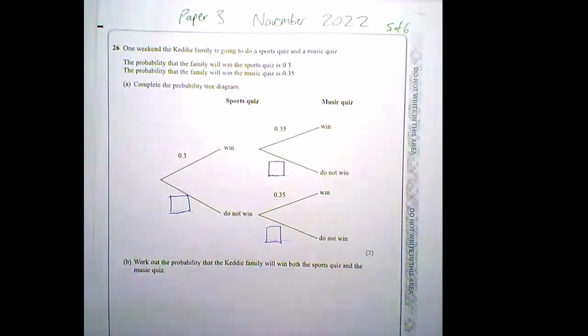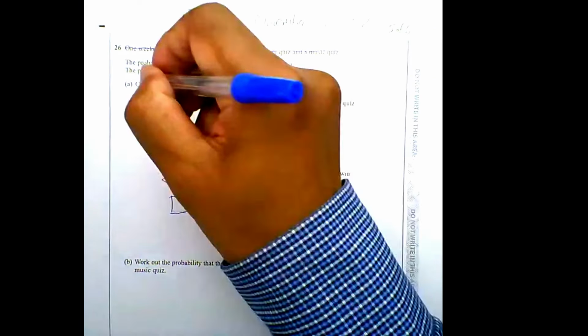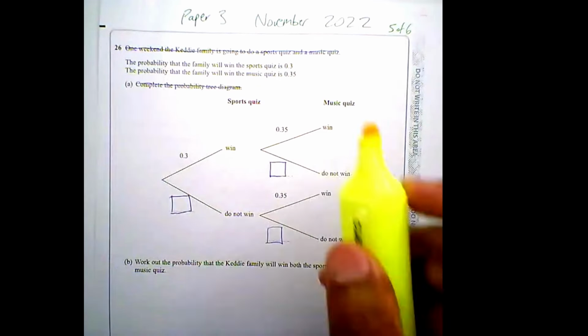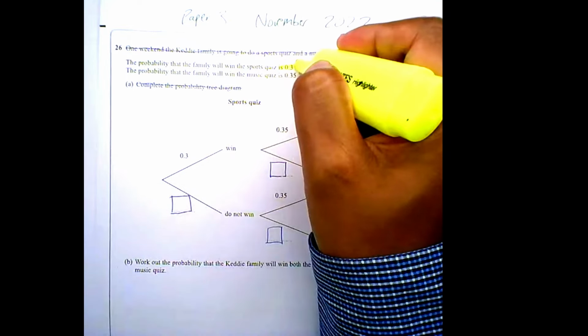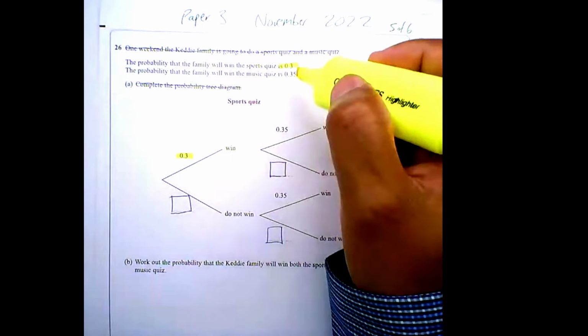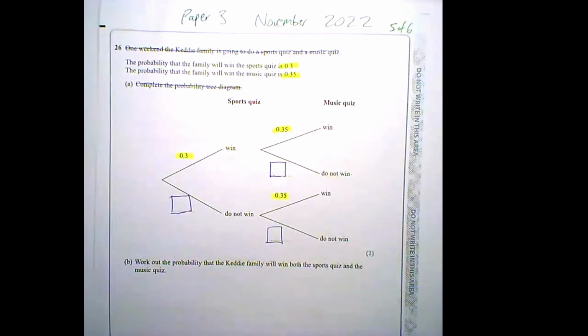Okay, so let's go through the key information. Let's highlight them as well. One weekend, the Keddy family is going to do a sports quiz and a music quiz. Really, we don't need that information, so we can just cross that out. Even this sentence here, I don't need that. So I just need to process these 2 sentences. The probability that the family will win the sports quiz is 0.3. And you can see they match. The probability that the family will win the music quiz is 0.35. And that matches here. So I don't need to worry about anything there.